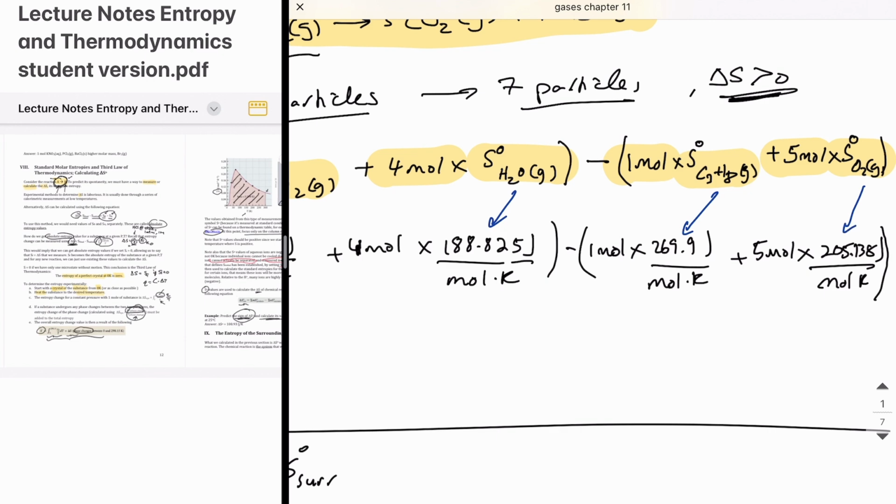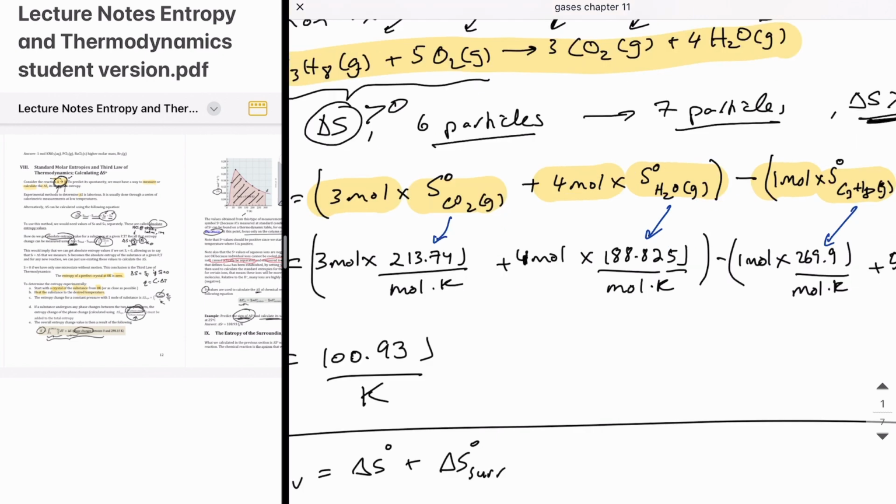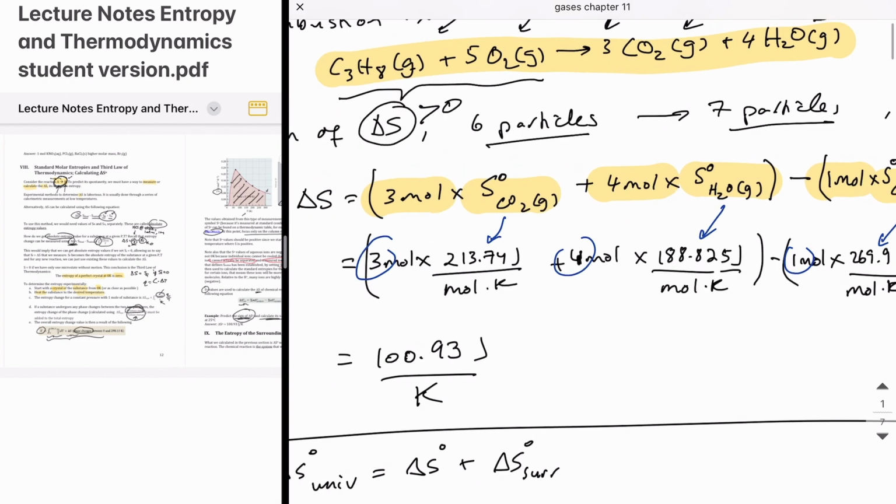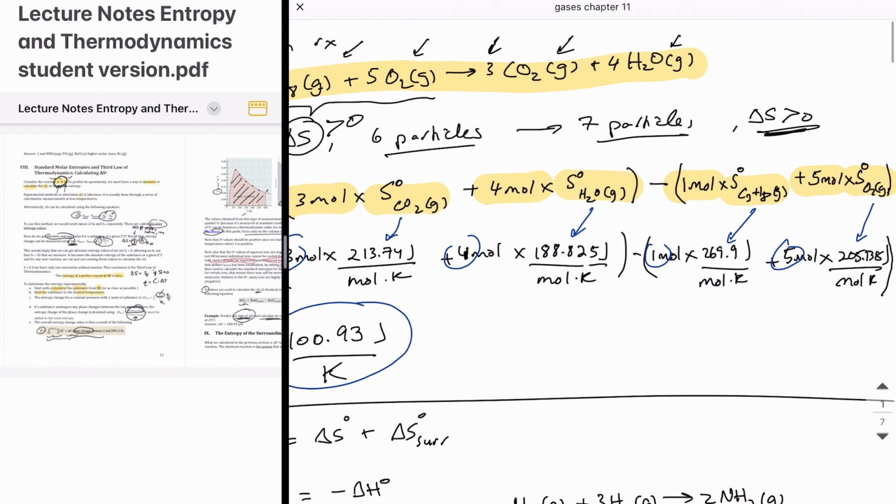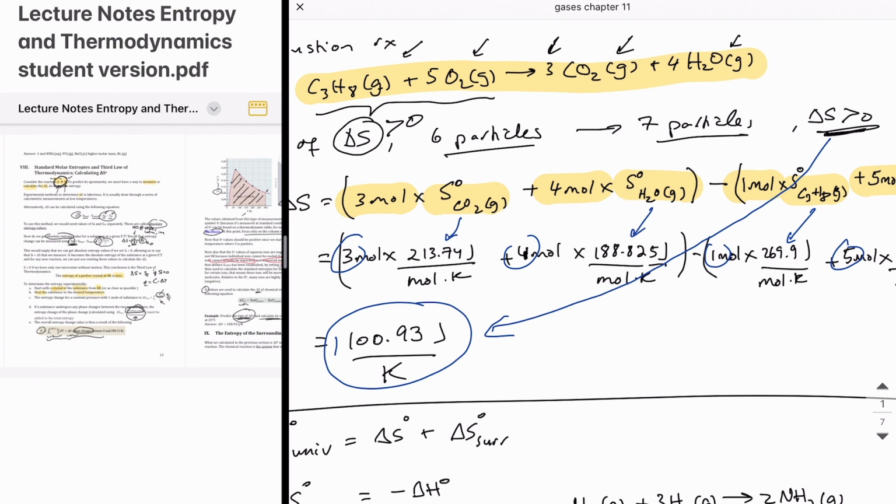For oxygen, it's 205.138. And then I multiply each of those with the coefficient that I have. In the end, I get a number, and that number is 100.93 joules per Kelvin, which matches my prediction. Remember, I predicted that it's supposed to have a positive change in entropy, and indeed what I get is a positive 100.93 joules per Kelvin. So that's how you calculate the value of delta S itself.